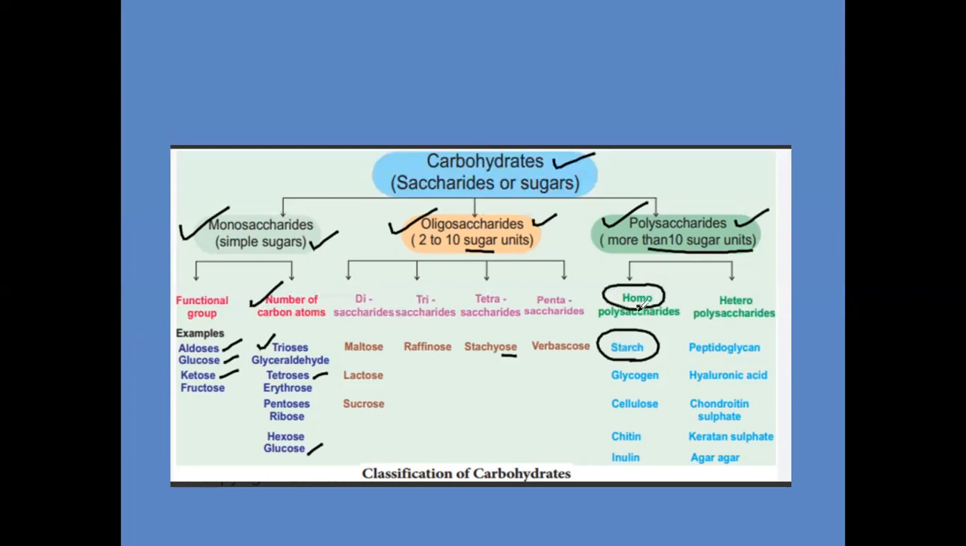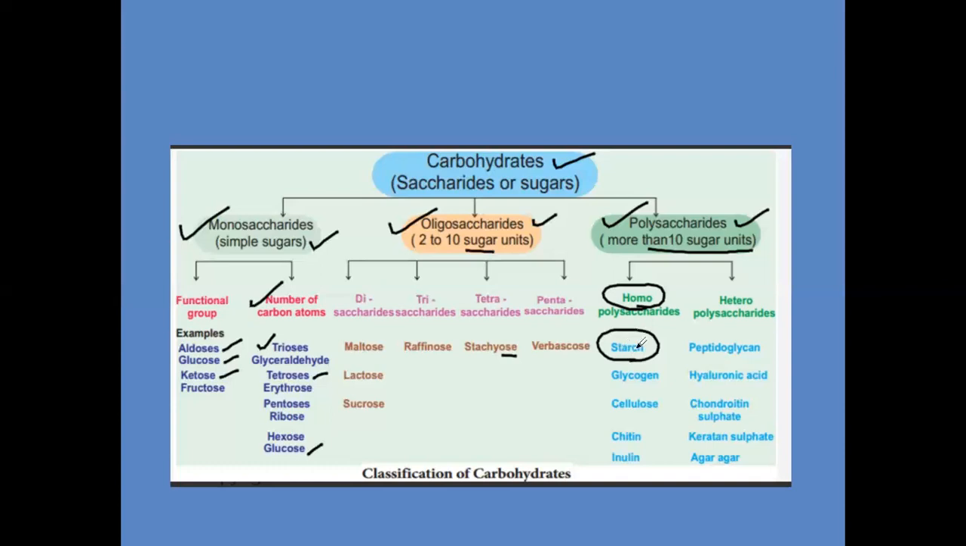In the name itself, it is clear. Homopolysaccharides meaning what? The total polysaccharide molecule is made up of only one kind of molecule. Suppose starch is made up of glucose molecule. The total starch is made up of glucose molecules. So only one kind of monosaccharide units will be present. They are called homopolysaccharides. So homopolysaccharide contains many similar type of saccharide units.